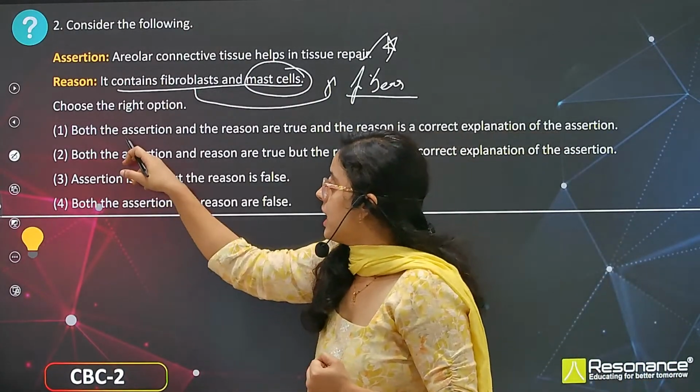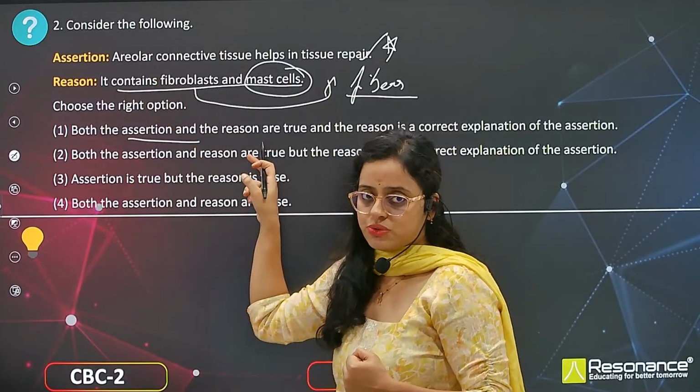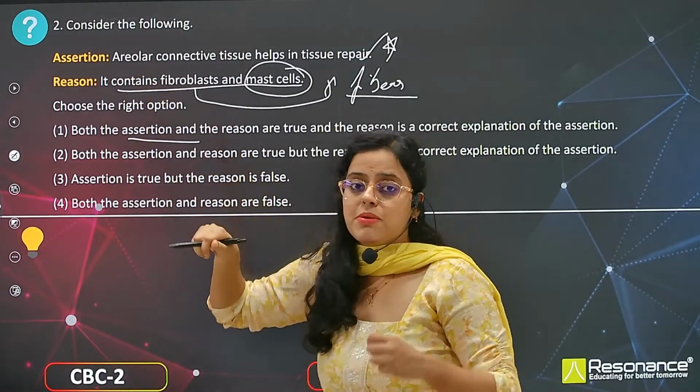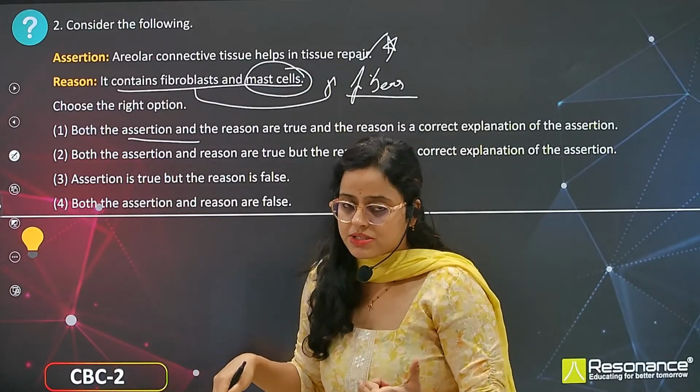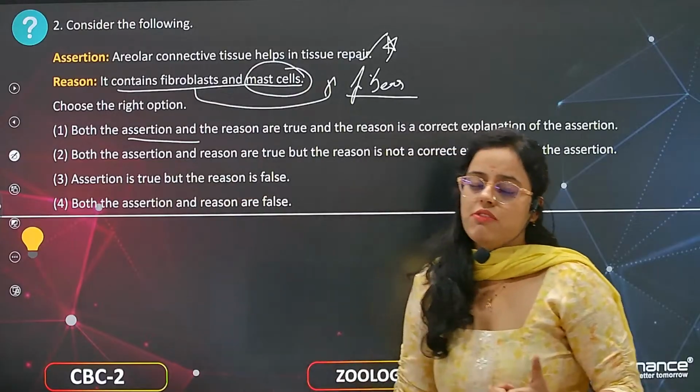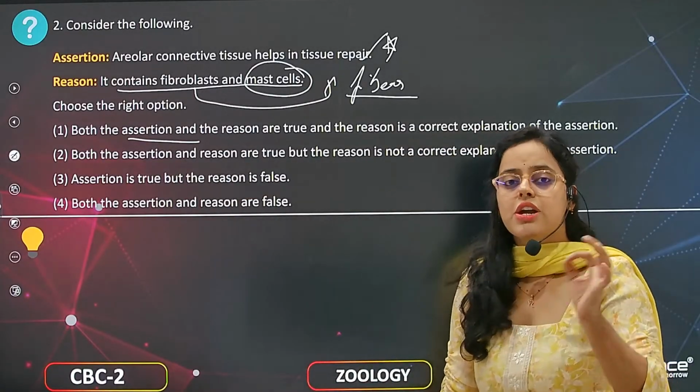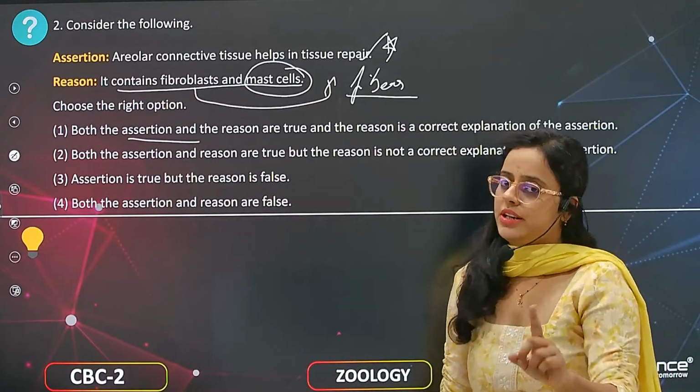So here assertion is true and reason is also true, and the reason is correctly explaining. Why? Because areolar connective tissue consists of fibers, and these fibers are formed from the fibroblast. So assertion and reason are true, and the reason is the correct explanation of the assertion.